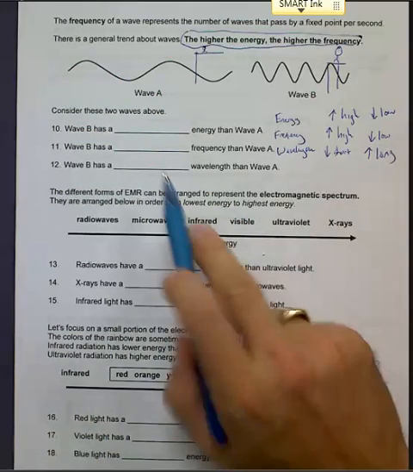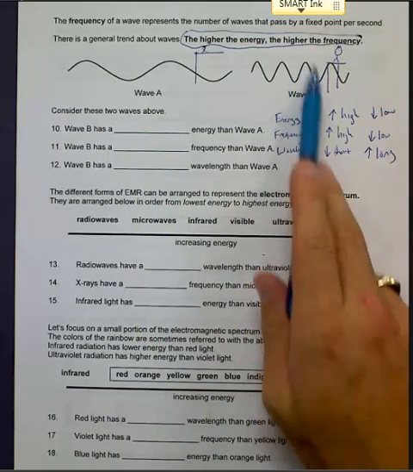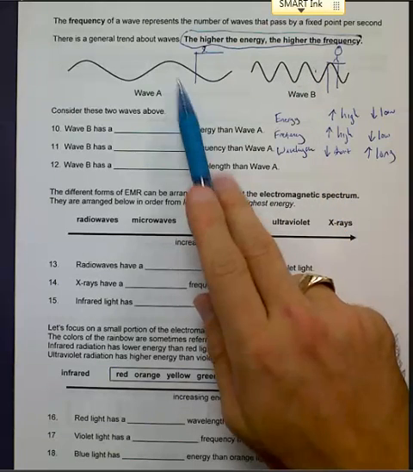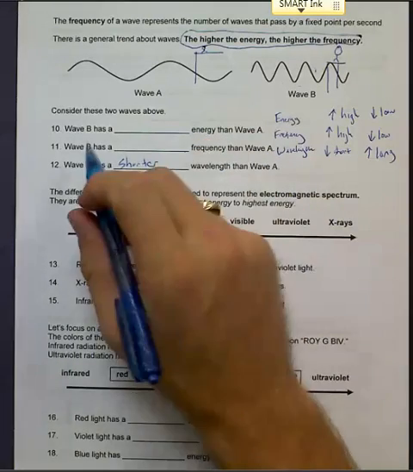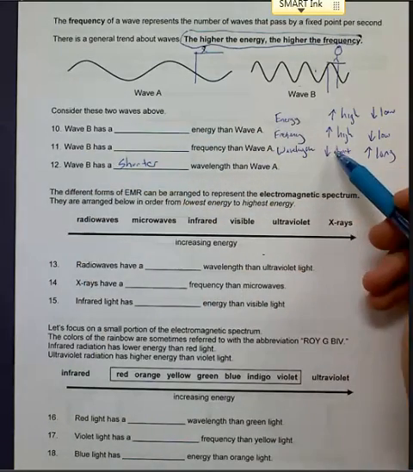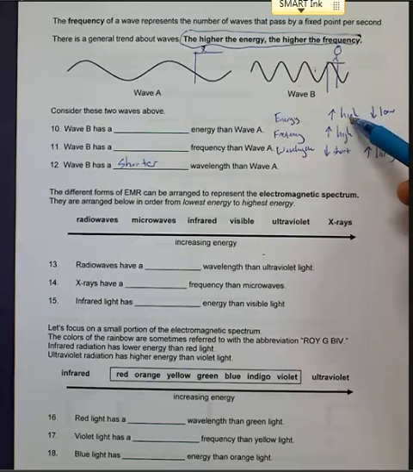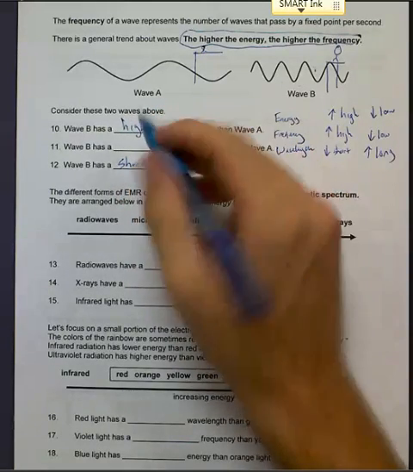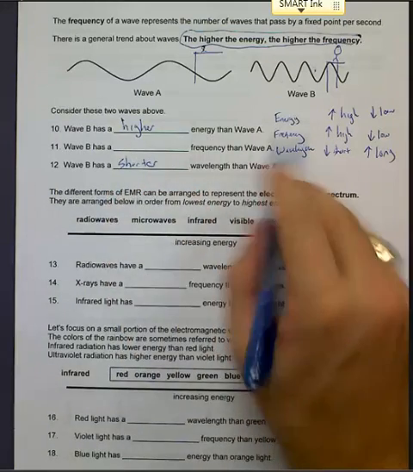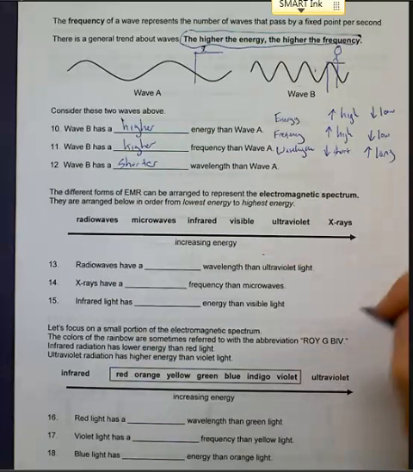So let's see what we know about here. Wave B has a something energy. Well, we look at wave B. It's got a much shorter wavelength, which actually is a question here. So we find short wavelength on here and see what that means about frequency and energy. Short wavelength, high energy. So wave B has a higher energy. If it's got a higher energy, it also has a higher frequency. Put that in there.